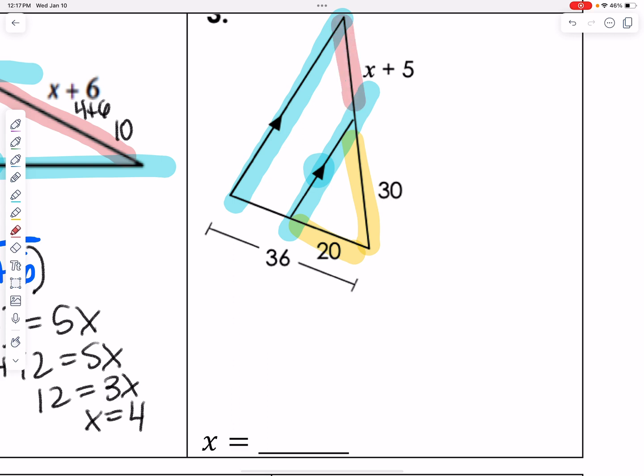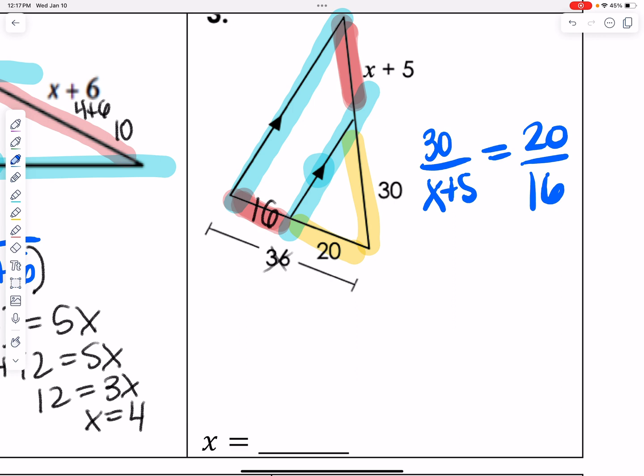And then this side gets split to x plus 5, but we do need to find this missing piece. And so that missing piece is going to be 36 minus 20, which is 16. So the only thing I'm using the 36 for is to get the 16, and then I'm done with it. So let's write that out. That would be 30 over x plus 5. That ratio is going to be the same as 20 over 16. And you could have done red over yellow equals red over yellow if you wanted to.